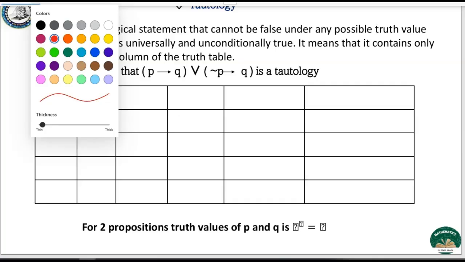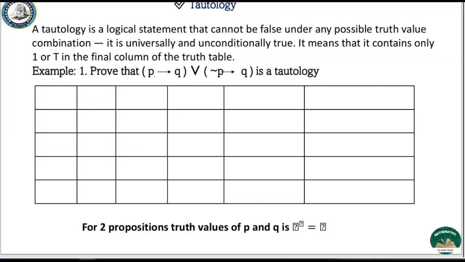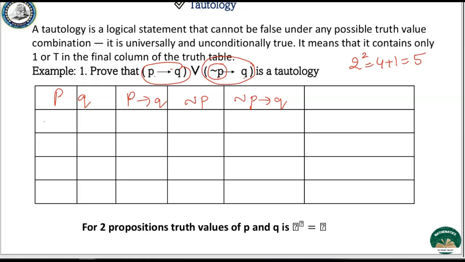Here we have only two components, so 2 squared will be 4, then 4 plus 1, we have to draw 5 rows: 1, 2, 3, 4, 5. Then we will write P and Q. Then we'll go for the first bracket. It is P implies Q. Then second bracket: first we'll write negation P, then along with negation P we have Q. Negation P implies Q. Then we have to join both. So it will be P implies Q or negation P implies Q will be the heading of the table.